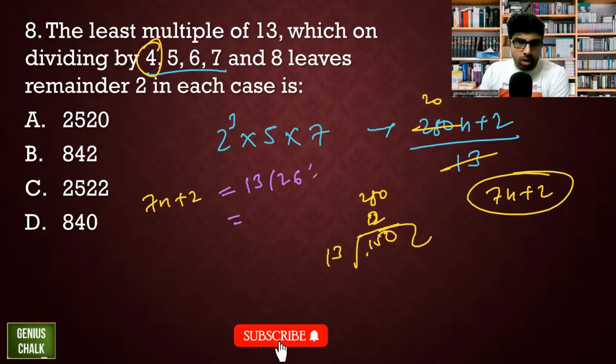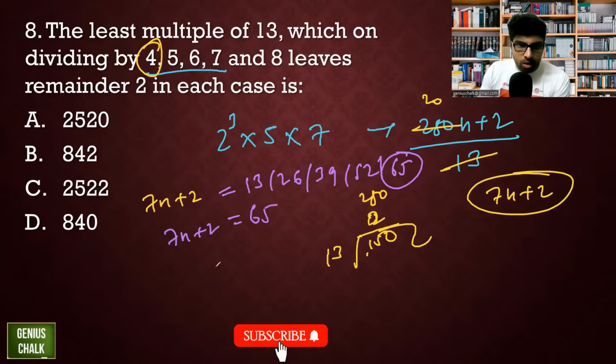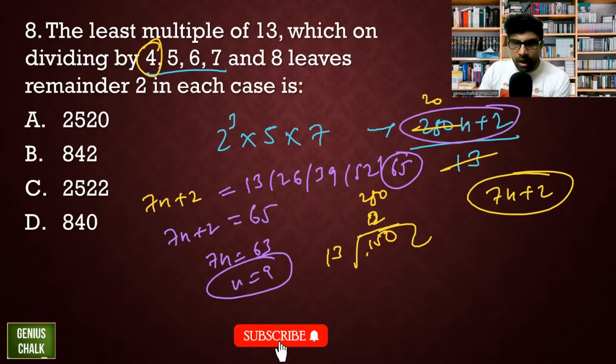26 minus 2, no. If I give 39, 37 by 7, no. If I give 52, no. And if I give 65, 63, yes, then it will work. So if I give 65, 7n plus 2, n will be 9, as it is 63. So n will be 9. After putting n as 9, we'll have the answer 280 into 9 plus 2.